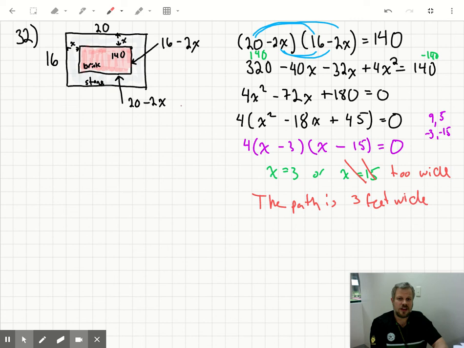And we can go ahead and check that, because if we do check that, we would subtract 6, so that would make this 10, right? And then if we subtract 6 here, this would be 14, right? And now I can say, oh yeah, well that's 140. That works.